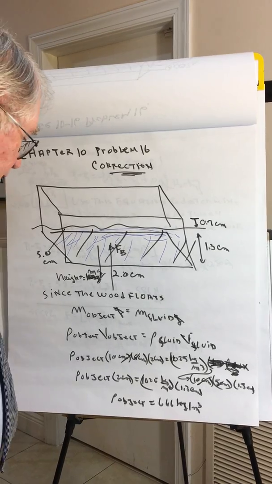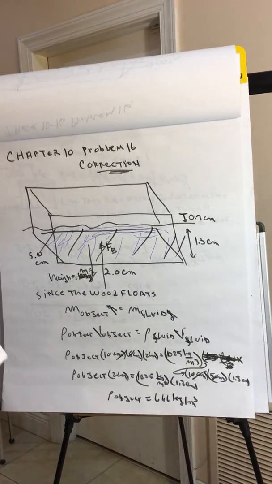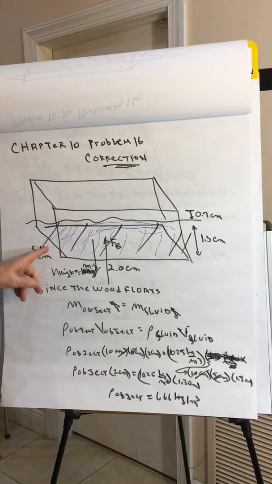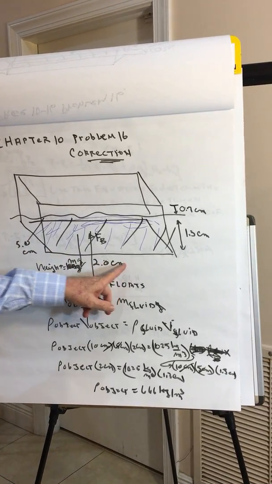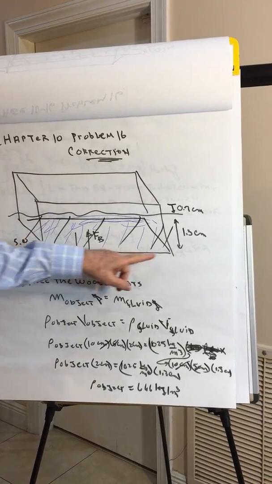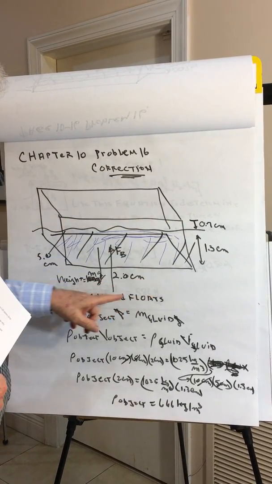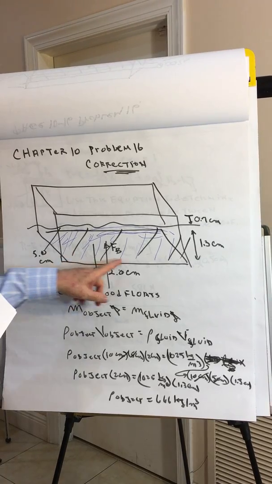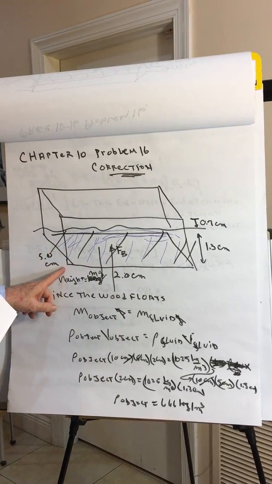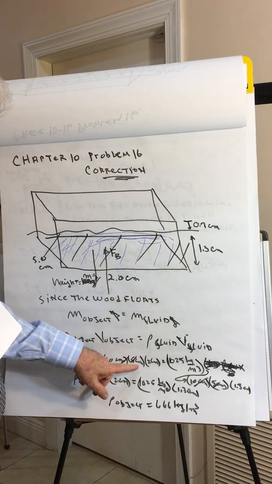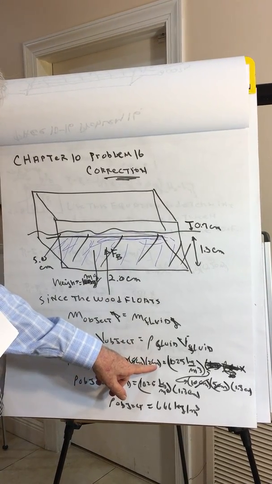So let me slow down again. How do I figure out the volume of the object? Well, it's equal to the length times the width times the height. That's the object, okay? So that's going to be 10 centimeters this way, 5 centimeters that way, and 2 centimeters that way. So it's 10 centimeters times 5 centimeters times 2 centimeters.